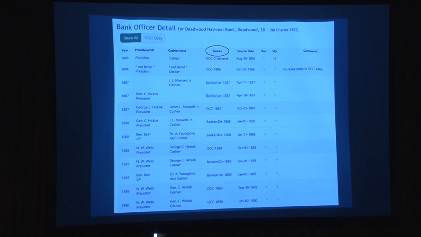Now, I also want to go over one other thing on the sources here. Here we've got bank officer detail for Deadwood National in Deadwood. For the sources here, we've got one of our OCC records. Here we've got a banker's directory entry. Here we've got a bank letter 1887 entry showing George C. Hickok as president, and we can see that's a link. If we click on that, it'll bring up a scan of that bank letter. There's some great information a lot of times on these bank letters. In this case, a lot of times the letterhead will have the officers across the top. Like here we've got George Hickok, President; Ben Bear, VP; and J.L. Maxwell Jr. as cashier.